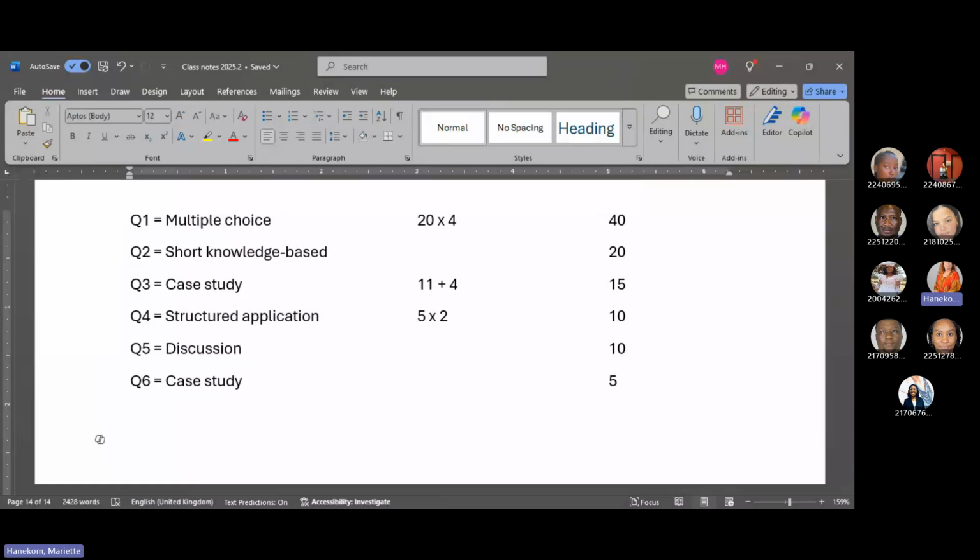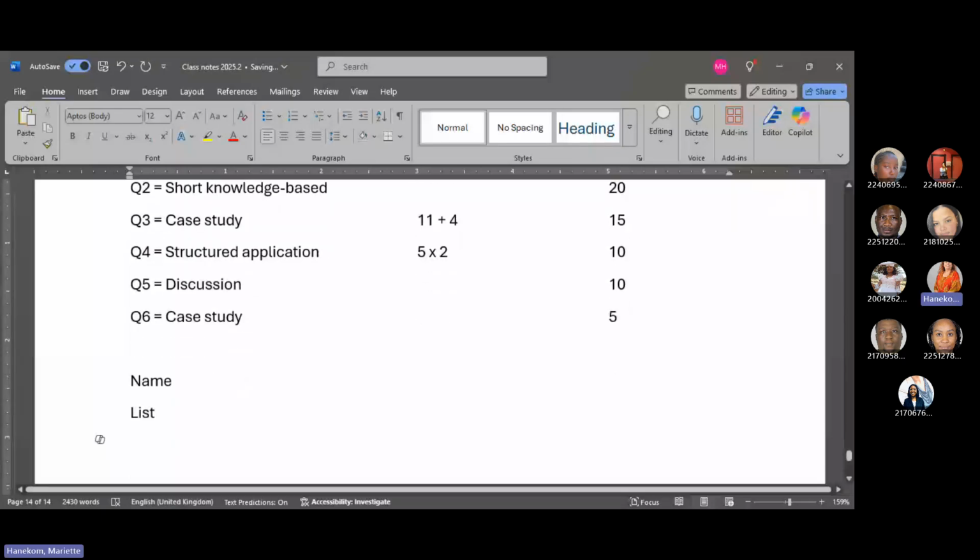What are your question words? If I'm asking, is it correct to say blah, blah, blah, blah? I need a yes or a no. If I'm asking you to name something, that's literally all you have to do. You don't have to discuss it, I'm not asking for details. Same with a list. A list also doesn't require details. It's just a list.